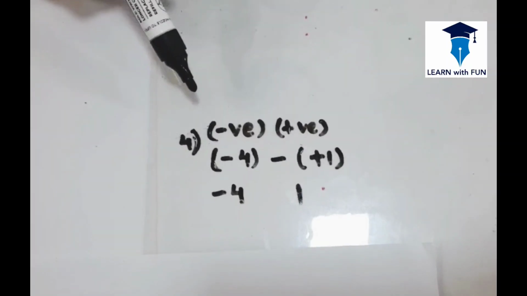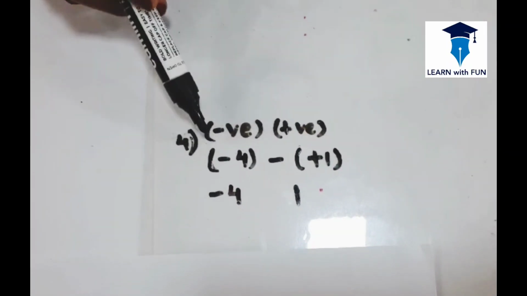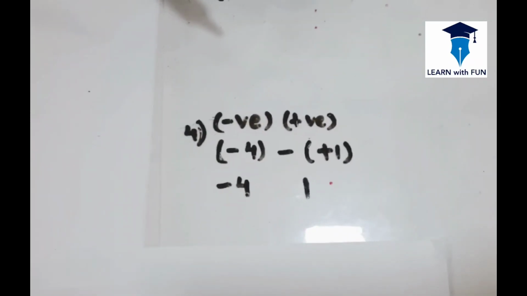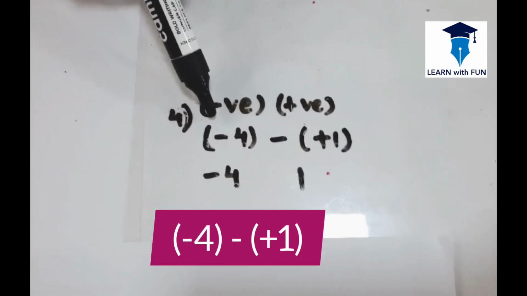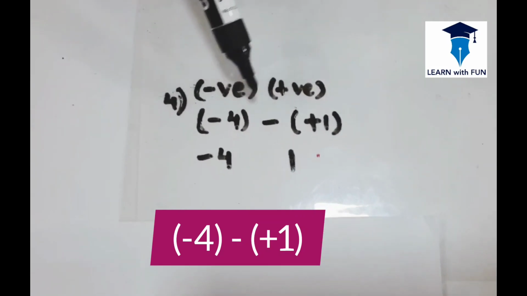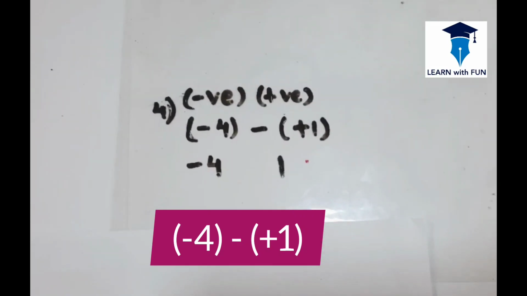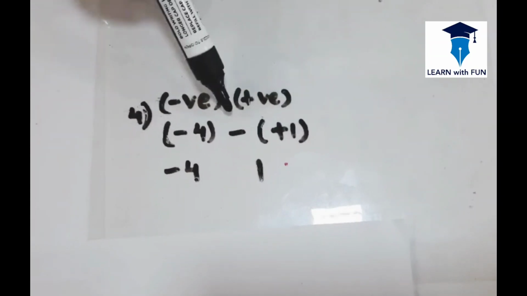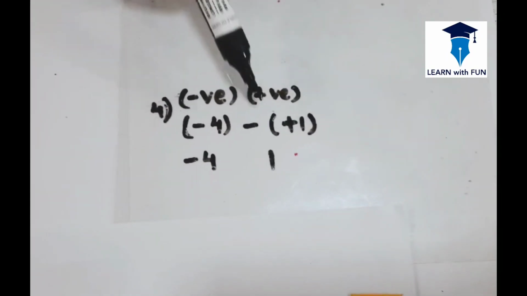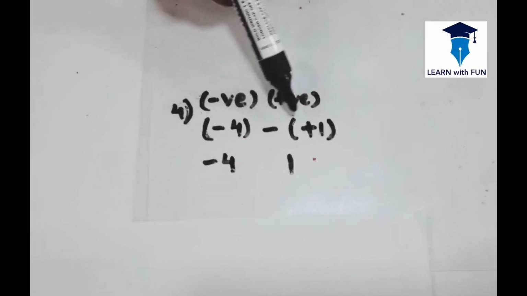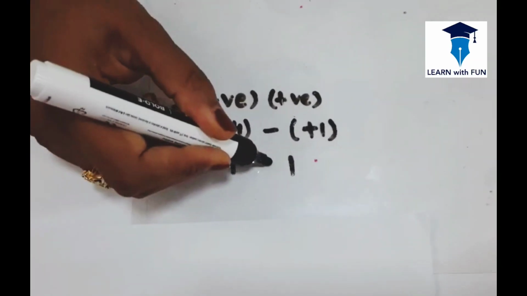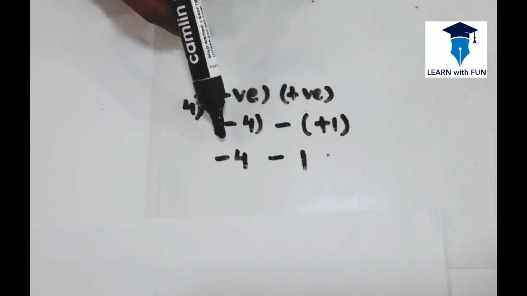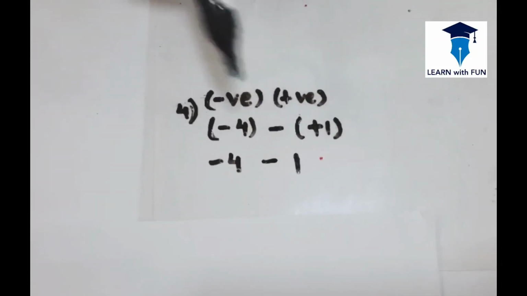In the next case, we are taking a bigger value of negative number and a smaller value of positive number, and we are going to subtract them. So we have taken minus 4. From minus 4 we are going to subtract plus 1. So let's simplify this part. Here we are having two opposite signs, minus and plus. When we have two opposite signs, minus and plus is going to give you minus. So the simplified equation will be minus 4, in that you are going to do minus 1.